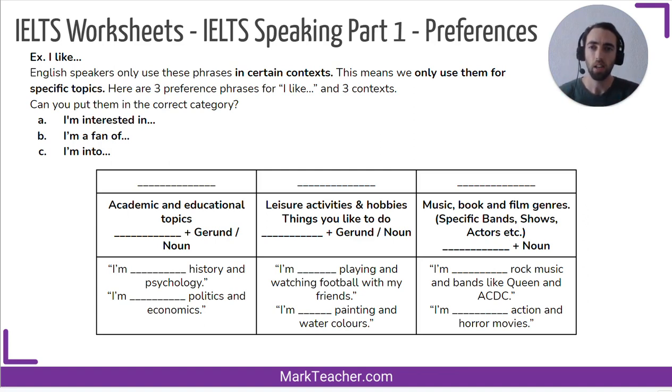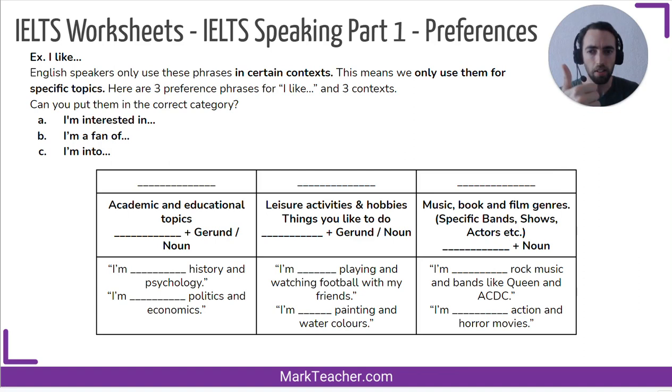This activity has 3 phrases for I like. However, English speakers only use these phrases in certain contexts. This means we only use them for specific topics. There are 3 preference phrases for I like, and there are 3 contexts in the table.